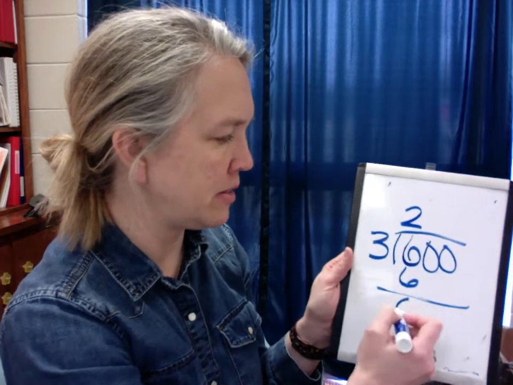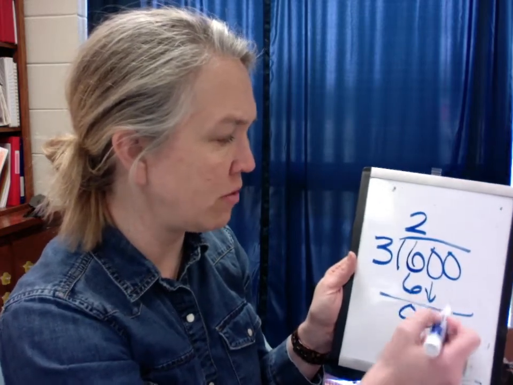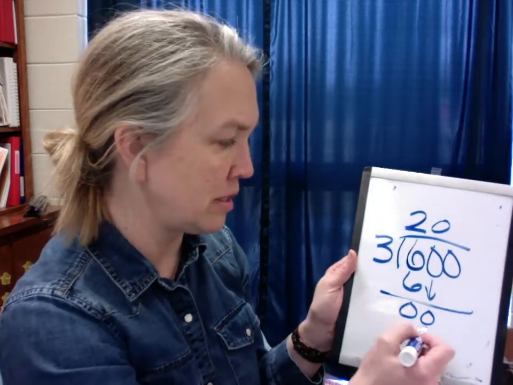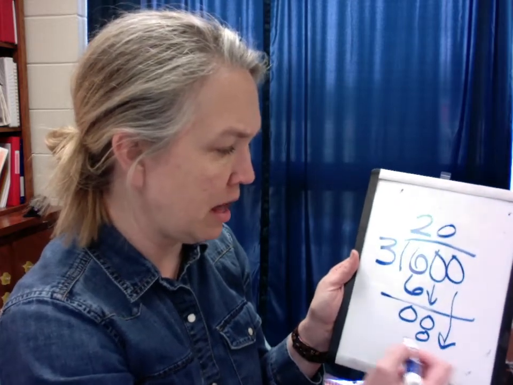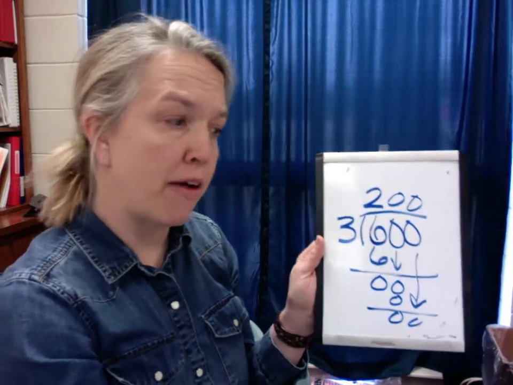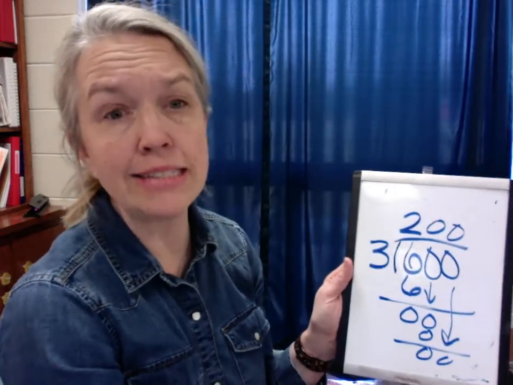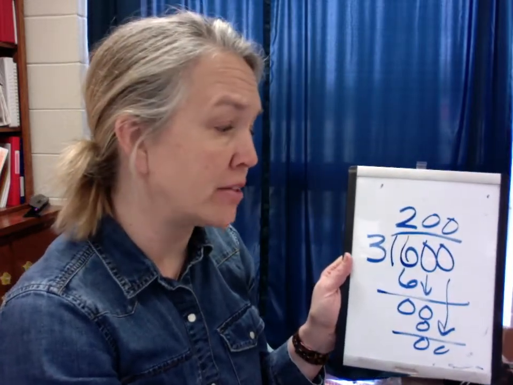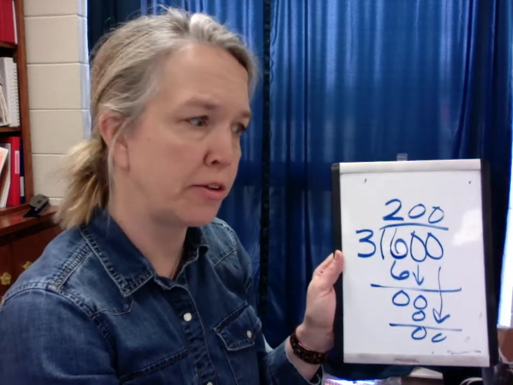So I put my 6 here. Sister subtracts. Brother brings down. 0 goes in 0. 0 times 3 is 0. Oh, brother brings another 0 down. 0, 0. All right. So now we've found out 200. So that's the average number of miles they drove each day is 200 miles.